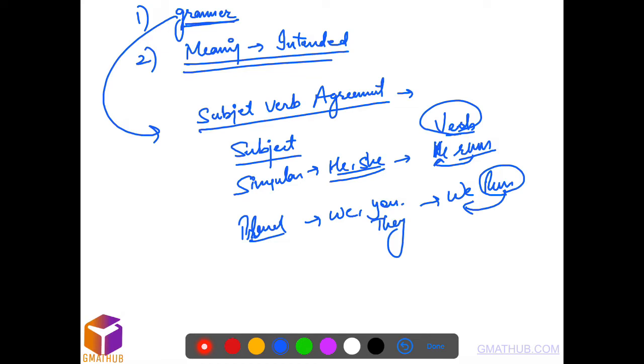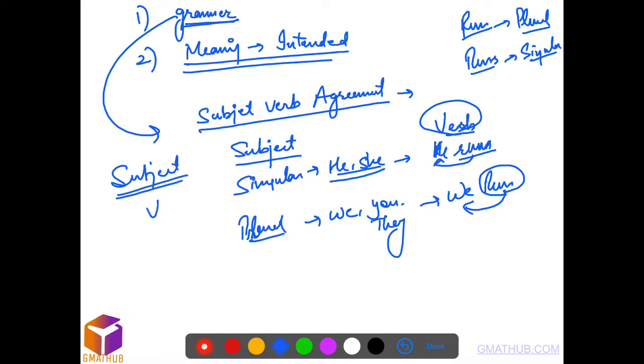So run, the verb without S, is used with plural subjects, and runs with S is used with singular subjects. That is one of the most foremost errors used in GMAT. Now the whole problem here would be finding the right subject and the right verb, because there will be long sentences and the right subject and right verb would be hidden somewhere out there.